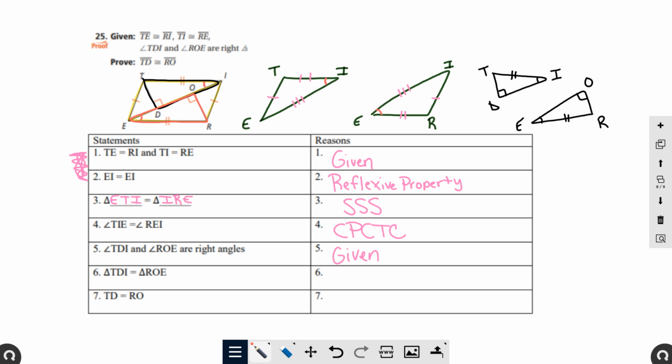Now, if you draw them separate and do the marks like they are in the picture, these two triangles are equal by what? Not HL. Angle, angle, side is the one. We have 2 angles and a side. For HL, we need another side. So this one is angle, angle, side. We have 2 angles, but then the side is not included. And last one. Now, why does TD equal RO? CPCTC. That would be our reason.